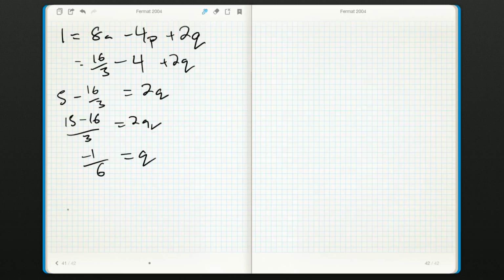So there we have p, we have q, so p plus q is 1 minus 1 over 6, so that's 5/6. And this does work because we found the a, we found the p, we found the q, and the r has nothing to do with it. r can be whatever constant we want.